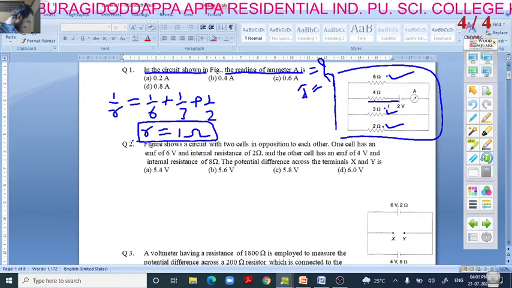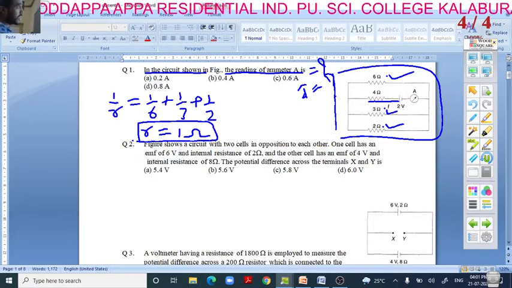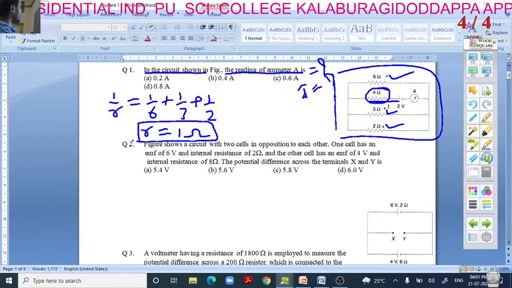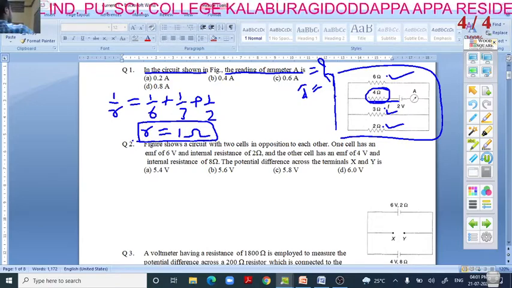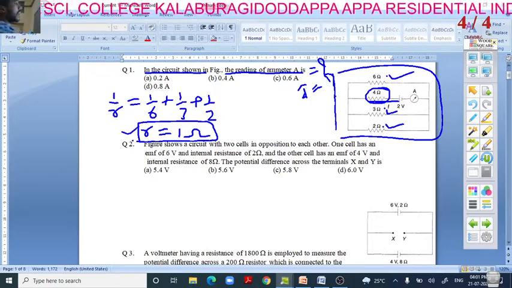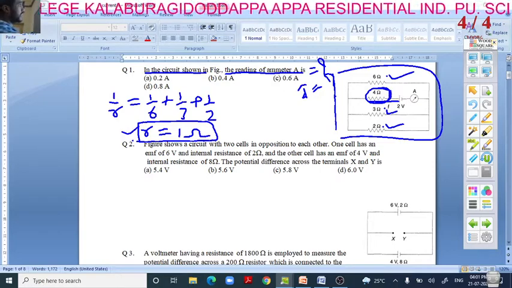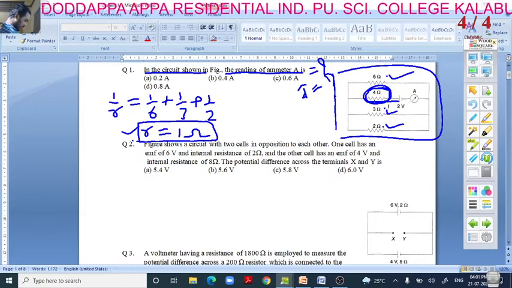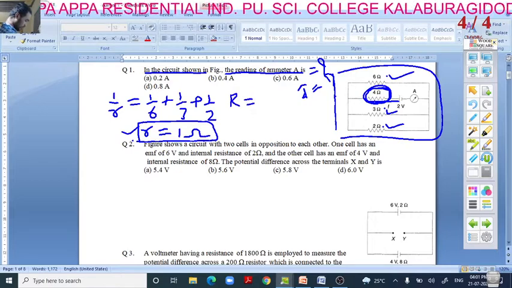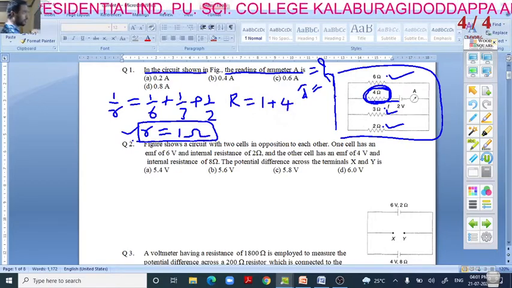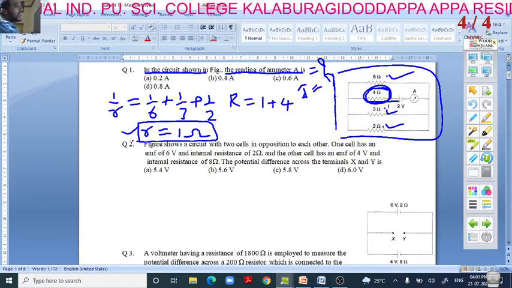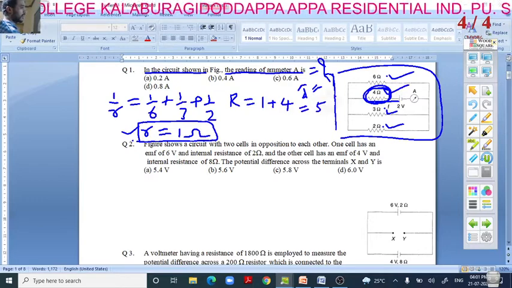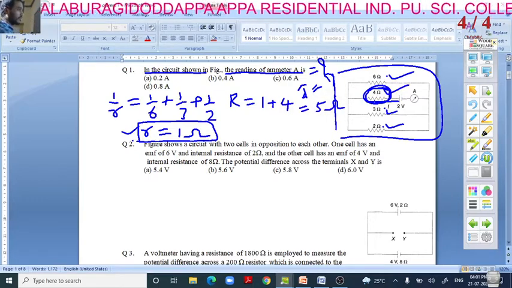See, the resistance R is in series with this 4 ohm. Now we got the resistance small r, and that is in series with this. So now I will apply the series formula here, so that R is equal to 1 plus 4. Here we got 1, and this is in series with this 4 ohm, so that it becomes 5 ohm, right?